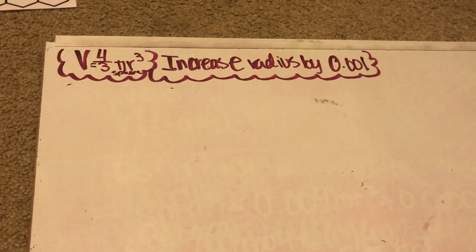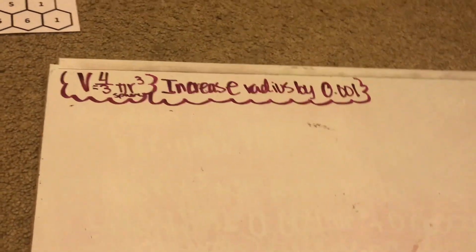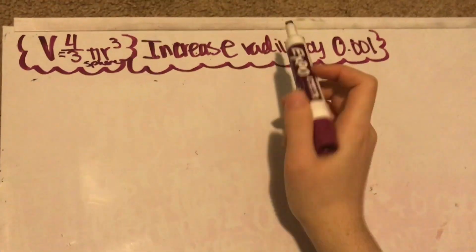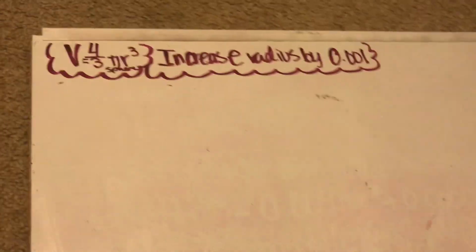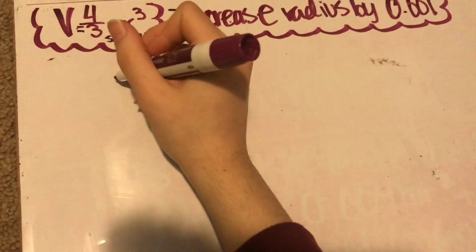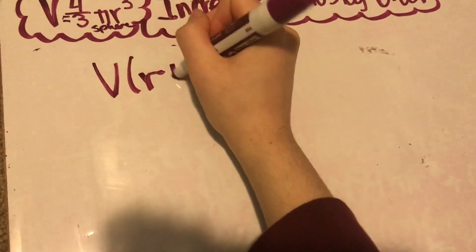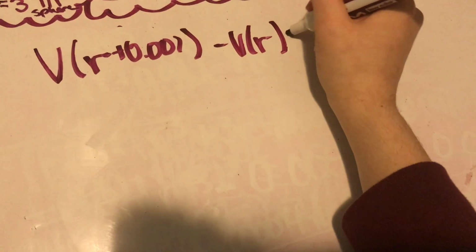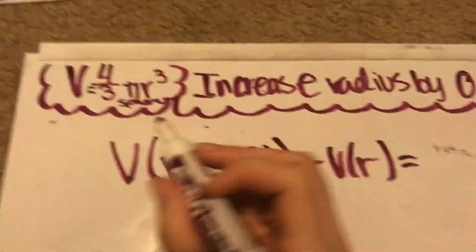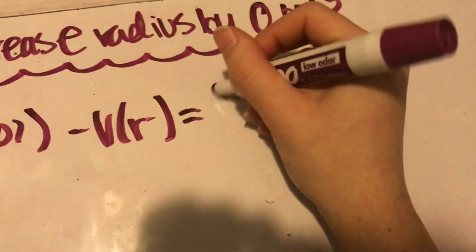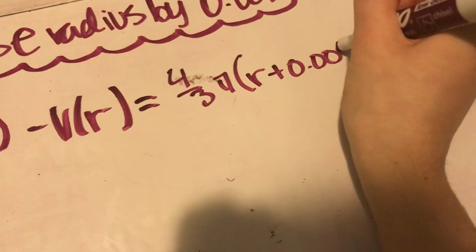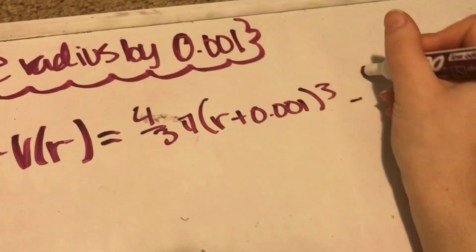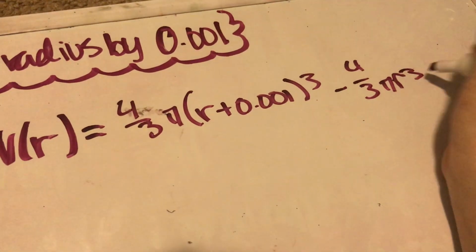But what we're going to be doing is finding the increase of volume when we increase the radius of a sphere by 0.001. Sorry. So we're just going to start off by making it like this. V of r plus 0.001 minus V of r equals, since we know this is the volume of a sphere, 4 thirds pi times r plus 0.001 cubed, minus 4 thirds pi r cubed.